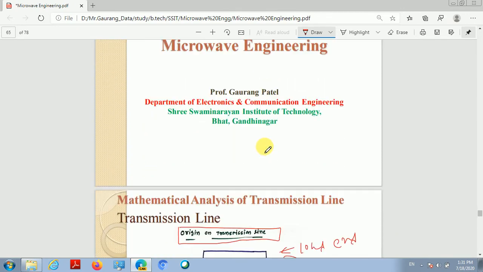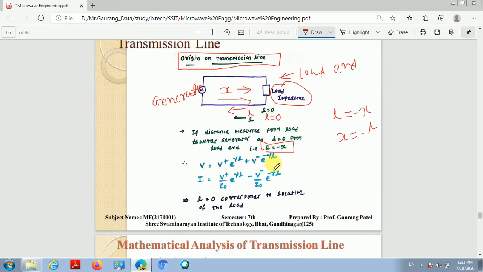So similarly, if we replace x by minus L, then our voltage and current expressions on the transmission line become V is equal to V plus e raised to gamma L plus V minus e raised to minus gamma L, and I is equal to V plus divided by Z naught e raised to gamma L minus V minus divided by Z naught e raised to minus gamma L. So if we consider the origin on the transmission line as the load end, then voltage and current are defined by these relations.